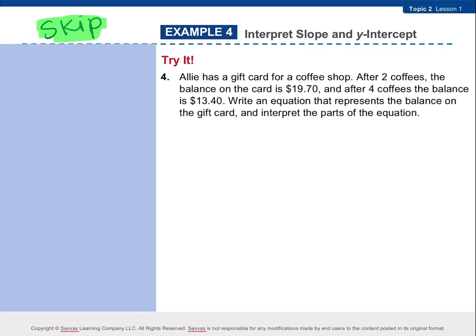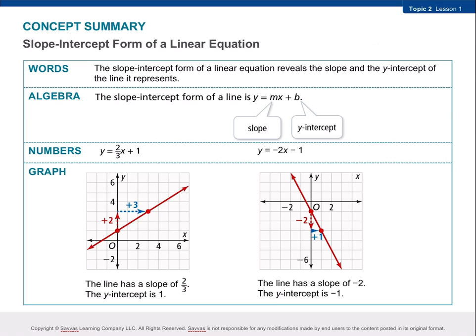We're skipping number 4. You can try it if you want. And then I also have a slide that I think would be nice if you wanted to pause and look at it. It's just a good reminder of some examples of a positive and negative slope and some different y-intercepts. Might be something good to read.